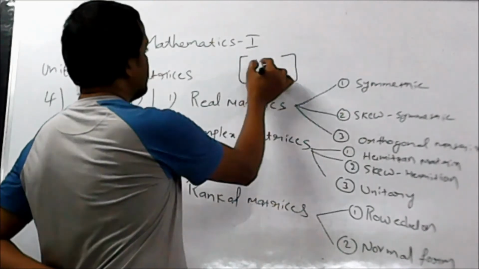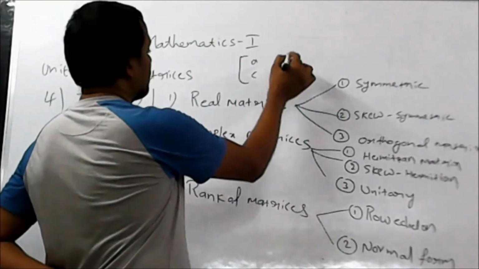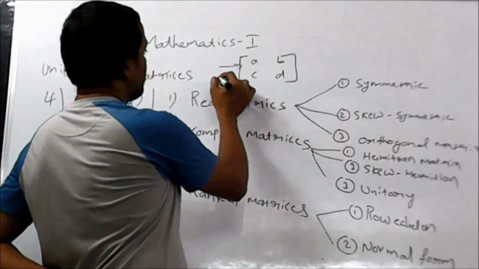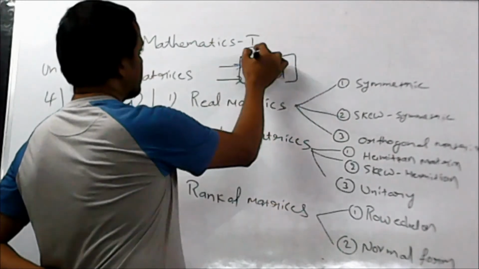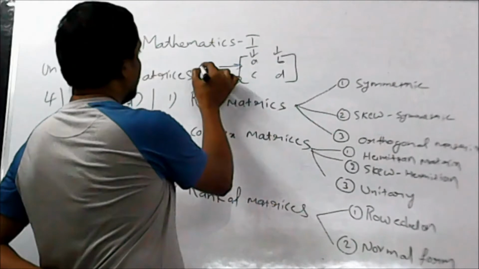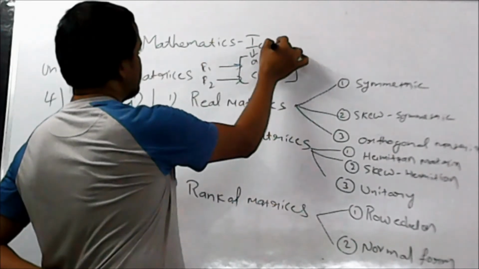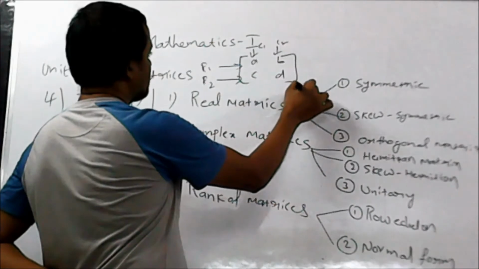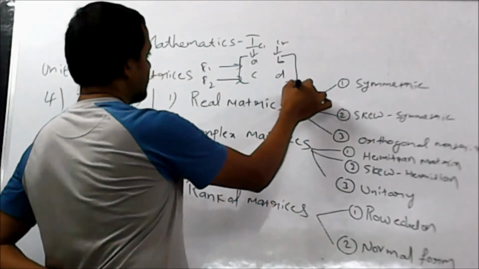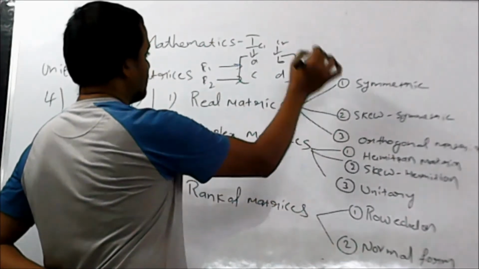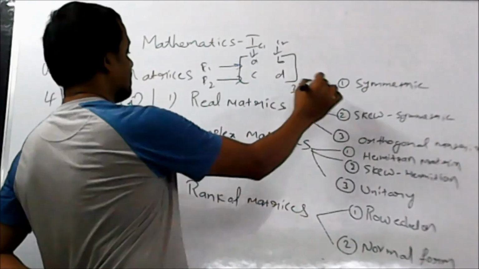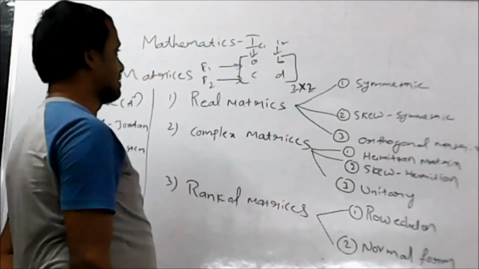Suppose A, B, C, D. How many elements? 4 elements. It is called row, 2 rows, and this represents columns. R1, R2, C1, C2. So it represents 2 rows, 2 columns. We write 2 multiplication symbol 2, meaning 2 rows, 2 columns. So when rows and columns are both the same, it is called a square matrix.